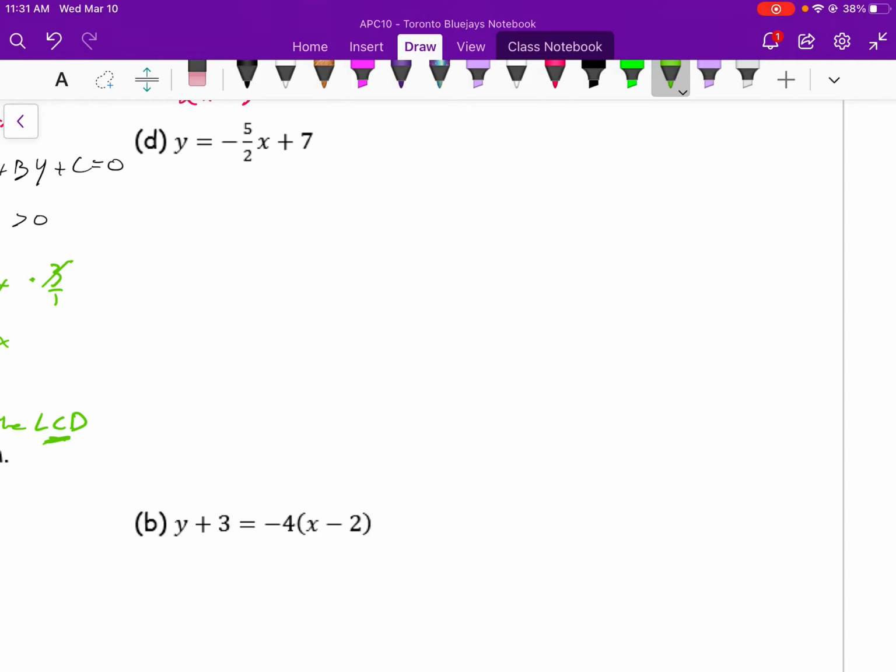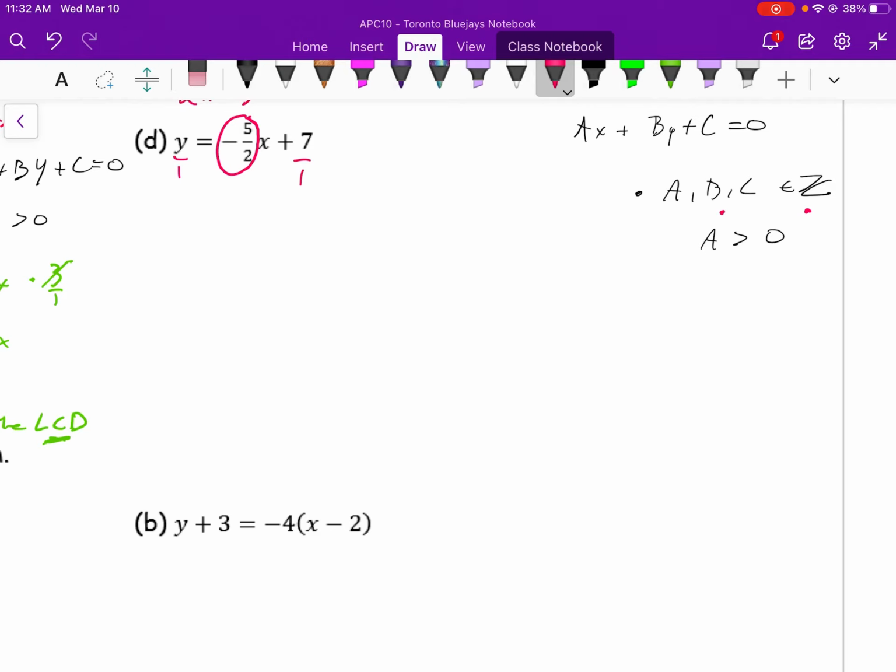Last but not least, the toughest one of all. y is equal to negative 5 over 2 x plus 7. Now, I keep on going back and saying it has to have the form ax plus by plus c is equal to 0. A, b, and c have to be integer numbers, and a has to be positive. Which one do you do first? It doesn't matter. But what I'm going to do first is make sure that I don't have to deal with fractions. In other words, I'm going to change a, b, and c to be integers.